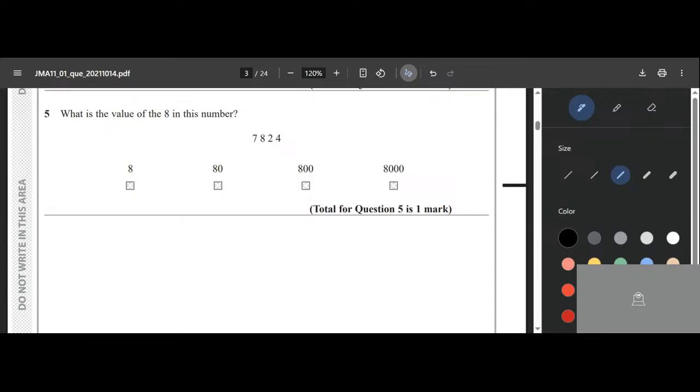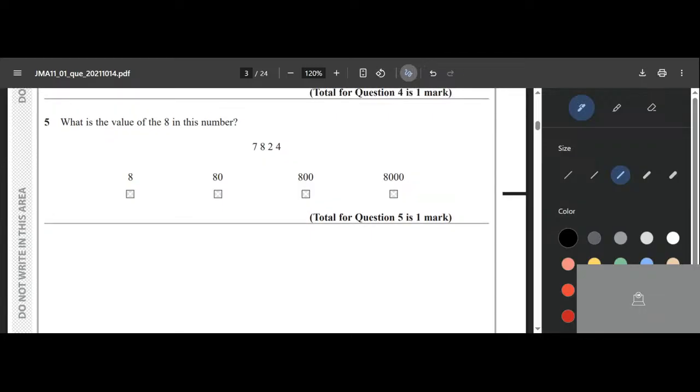Then let us proceed now to question number 5. You're told what is the value of 8 in this number. Most of the students do confuse the meaning of value. Value, they simply ask for the total value. In some curriculum, they differentiate between total value and place value.